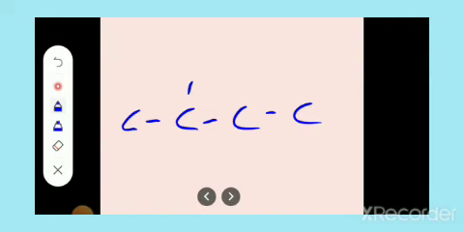Now the next one is to number it from the nearest alkyl or functional group. Number it from the nearest alkyl or functional group. Okay, so let me take one example like this. 1 2 3 4 6.